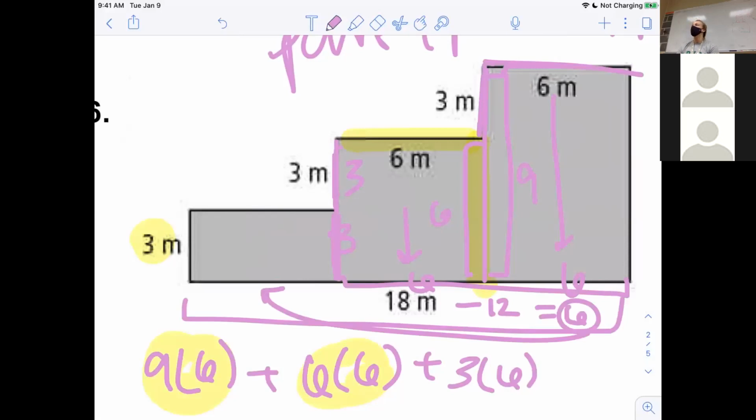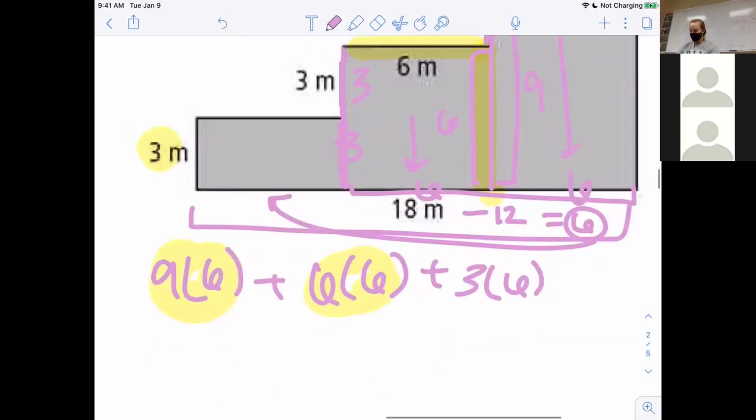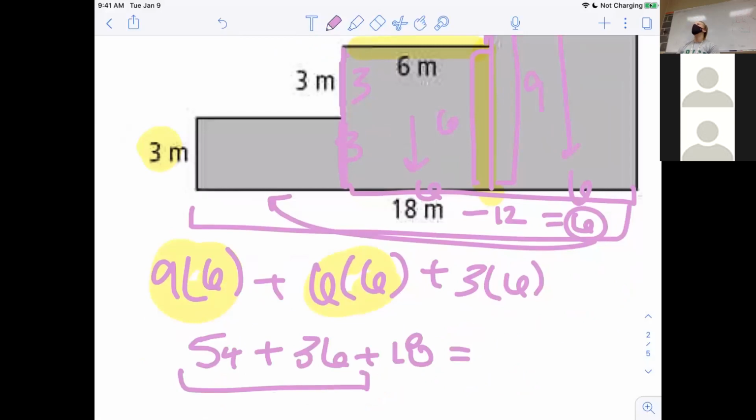Okay. If you're still lying to me, we'll find out later. You're not? Okay, good. All right, now I multiply: 9 times 6 is 54, 6 times 6 is 36, and 3 times 6 is 18. Add them up. 54 plus 36 is 90, plus 18 is 108, I think. 108 meters squared.